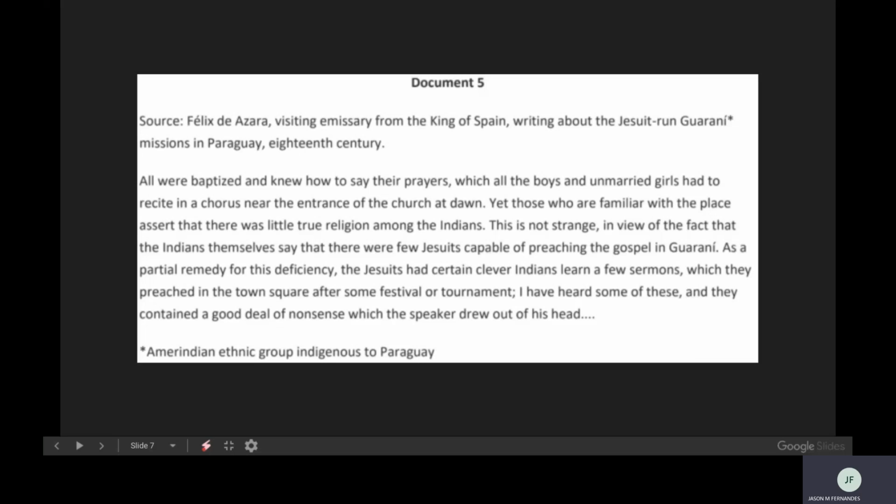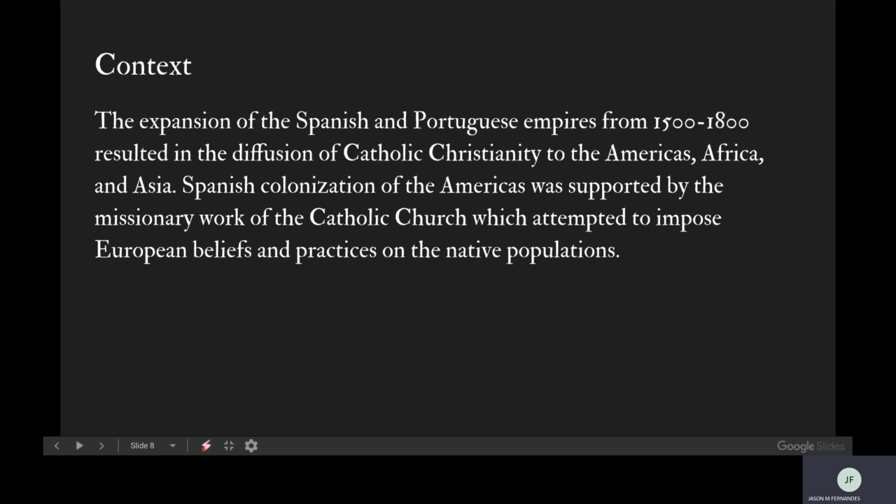So let me go through context, thesis, and how to back up your argument, so you can see that laid out. Here's what I said for context in the beginning, and I've got two things. The big picture: the expansion of Spanish and Portuguese empires resulted in the diffusion of Catholic Christianity to the Americas, to Africa, to Asia. We looked at all of that in class. This one deals specifically with the Americas. We're seeing that.